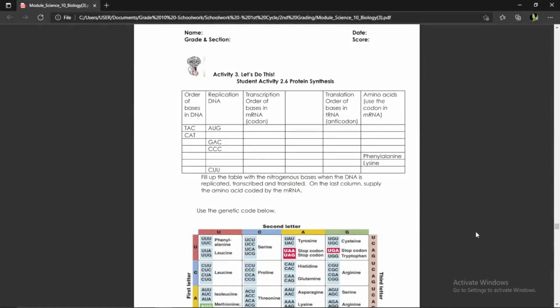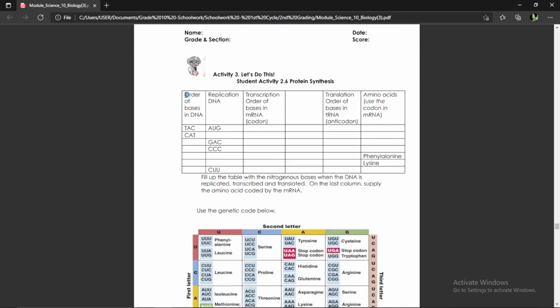Alright, so today I will be teaching you activity number 3. Let's do this. Student activity 2.6: Protein Synthesis. Fill up the table with the nitrogenous bases when the DNA is replicated, transcribed, and translated. On the last column, supply the amino acid coded by the mRNA. Use the genetic code below.